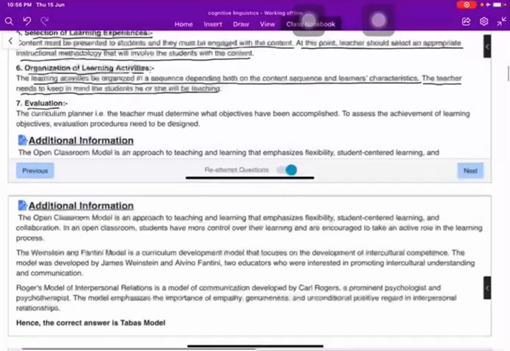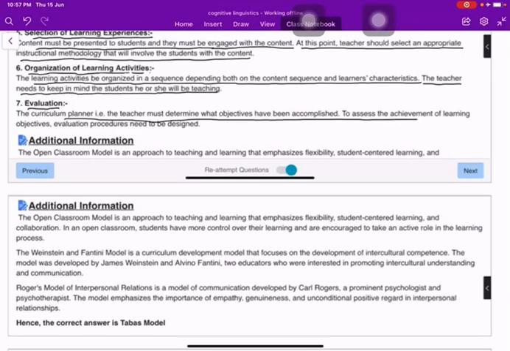Next and the last, evaluation. The curriculum planner, that is the teacher, must determine what objectives need to be accomplished. To assess the achievement of learning objectives, evaluation procedures need to be designed.